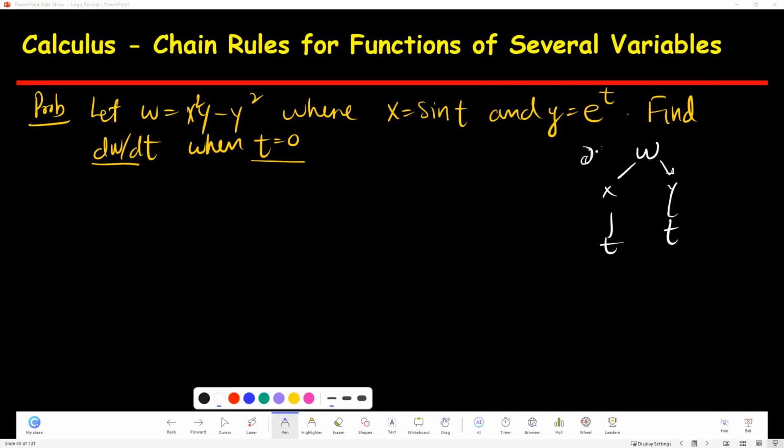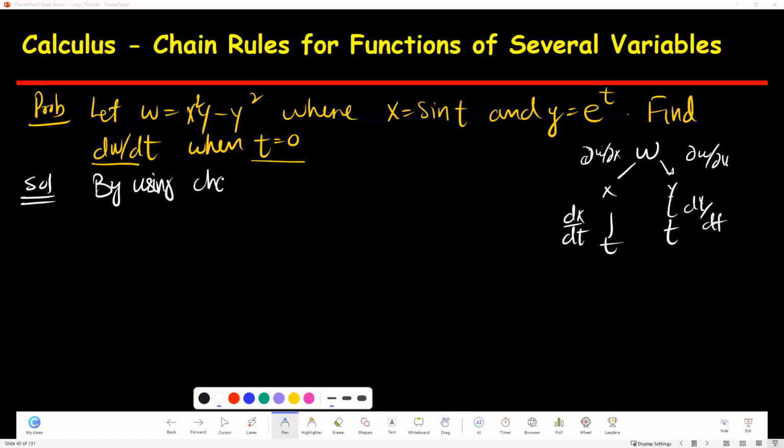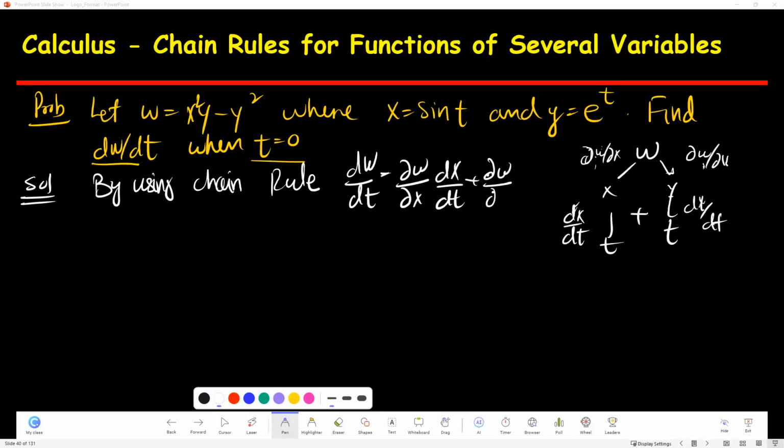Here I have delta w over delta x. Here I have delta w over delta y. And here I have dy over dt. Here I have dx over dt. If I want to write this thing, I'm going to write the chain rule. Oops, I should not be writing the partial derivative. It should be the full derivative, dw over dt. And I'm going to be writing here: multiply these two, then plus multiply these two. So the last one is going to be multiplied here.